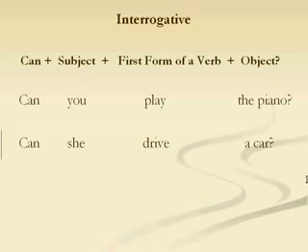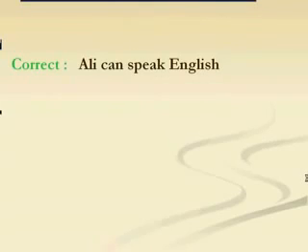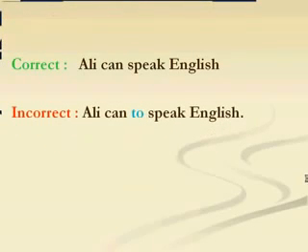Now these structures are very easy to use, and remember, you can easily form sentences with can. We always use the first form of a verb with can, but there may be some mistakes which students may make. So for example, the correct form is Ali can speak English. Here you see there is nothing else, no s or no t or no helping verb, right? So Ali can speak English, this sentence is right. Now look at the wrong sentence. Incorrect is Ali can to speak English.